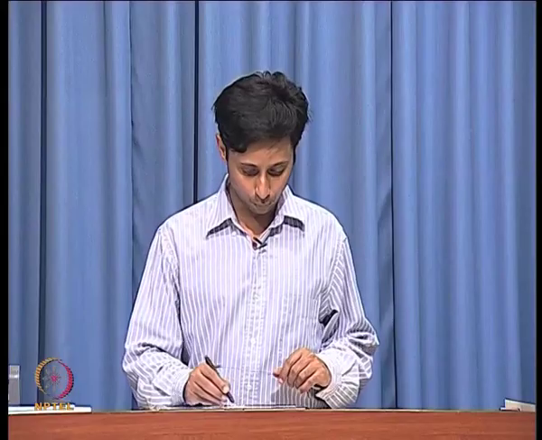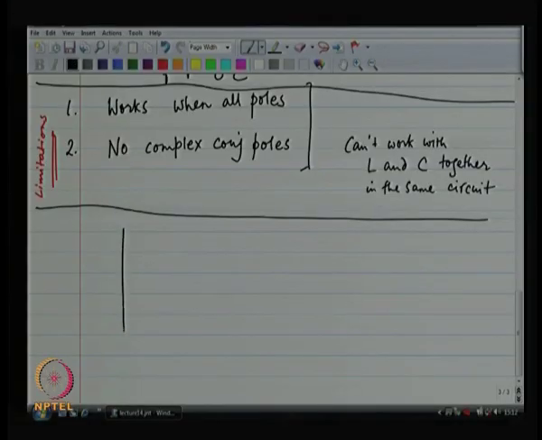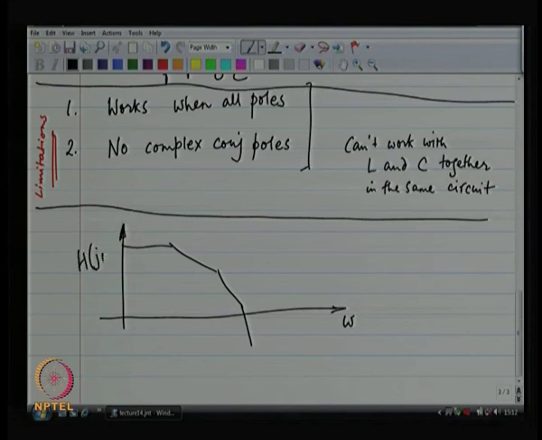All right. It works when there are all poles. What does this mean? This means that you have got a low pass transfer function. Everything is a pole, so not even complex conjugate poles. So your Bode plot has got to look something like this, right. This is how your Bode plot needs to look for this method to work.